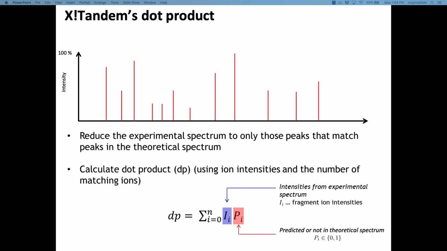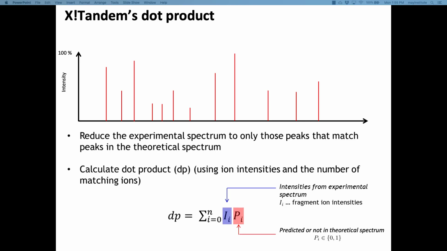Because fundamentally, the search engine is going to give you a score for every spectrum. Even if it's not a peptide at all, even if it's a metabolite, it will give you a score. Yeah. You sum over all the peaks that are left.